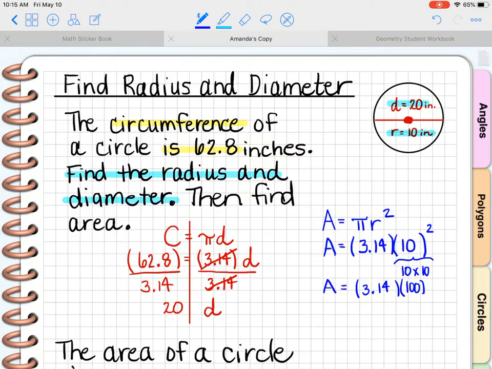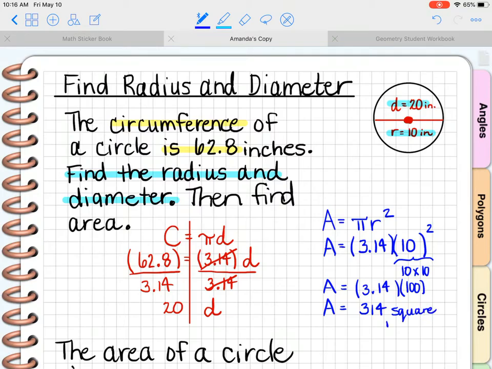Good old pi never changes. He's always going to be 3.14. So we need to multiply those, and it actually comes up to be an even number this time. 314 square inches.